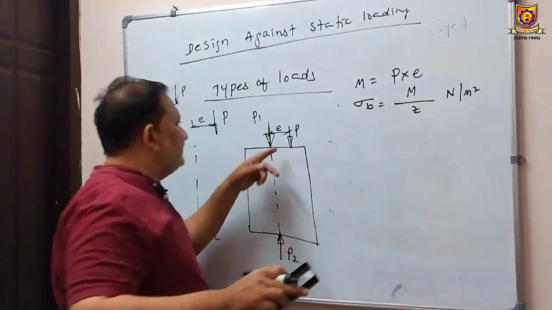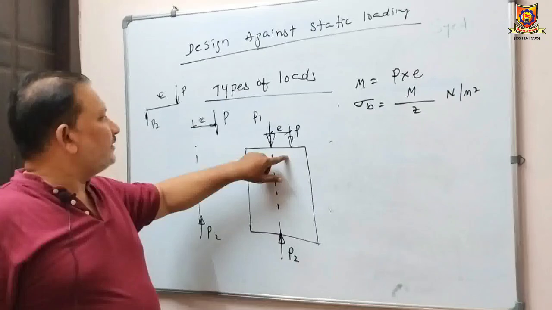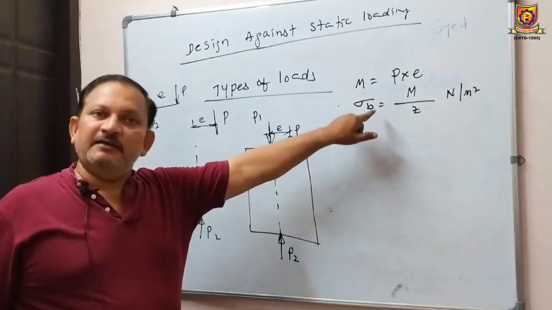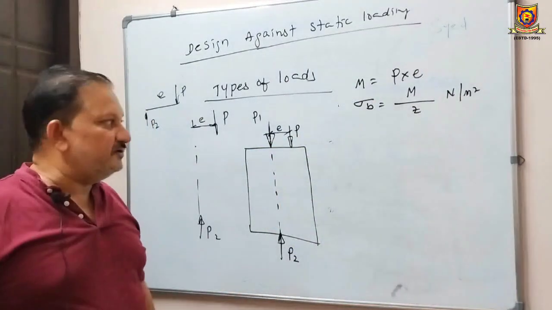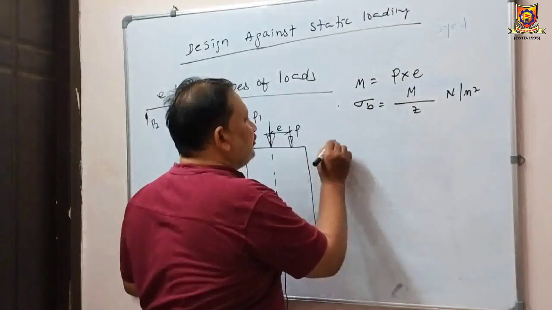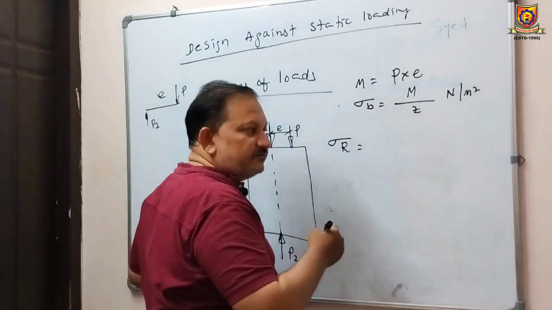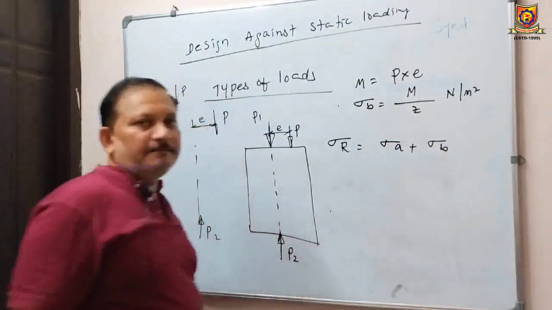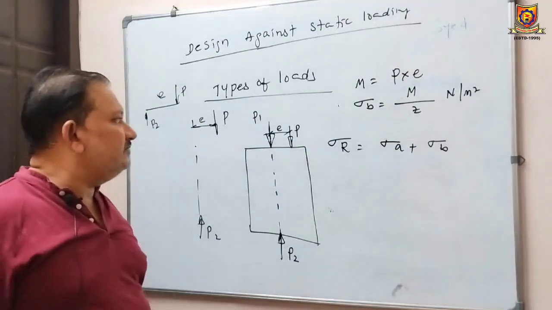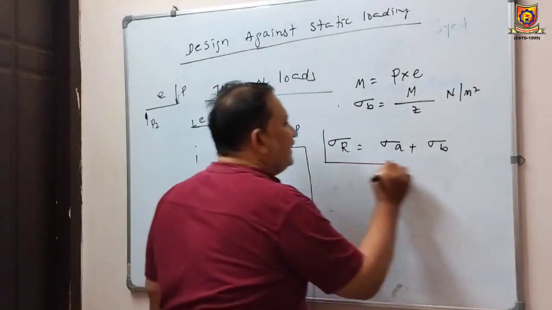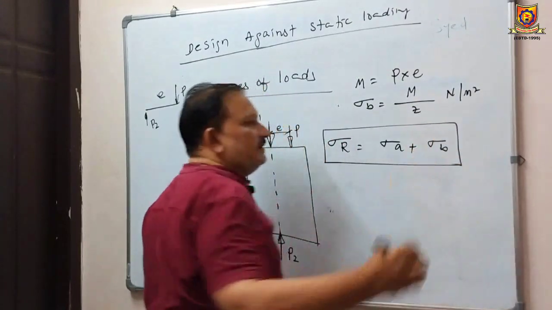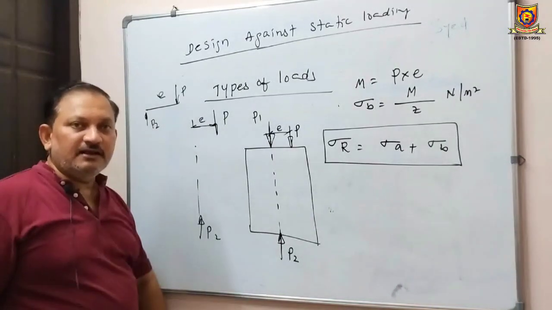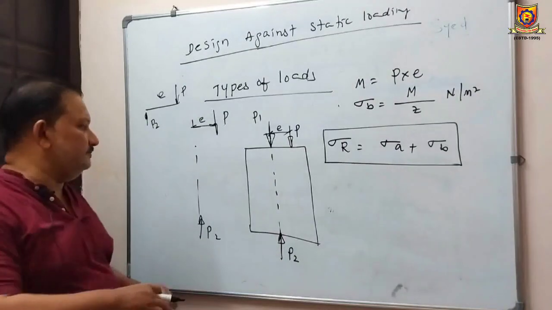So finally, this axial stress is going to induce a normal stress, and because of this bending moment, there is a bending stress, and bending stress is also treated as a normal stress. Now the resultant stress in this member, which is also a normal stress, is the algebraic summation of axial stress plus stress due to bending. So this is how we can calculate resultant stress in a member which is subjected to eccentric loading.